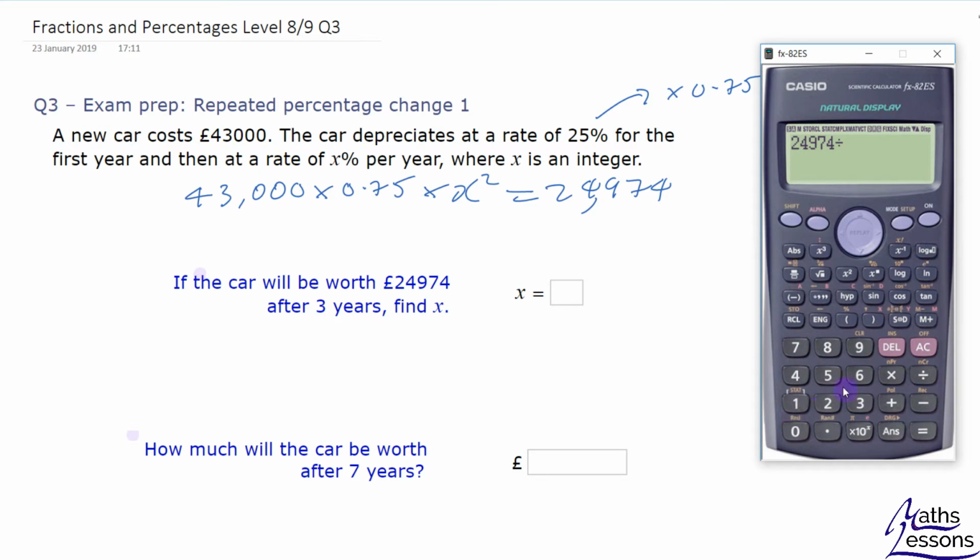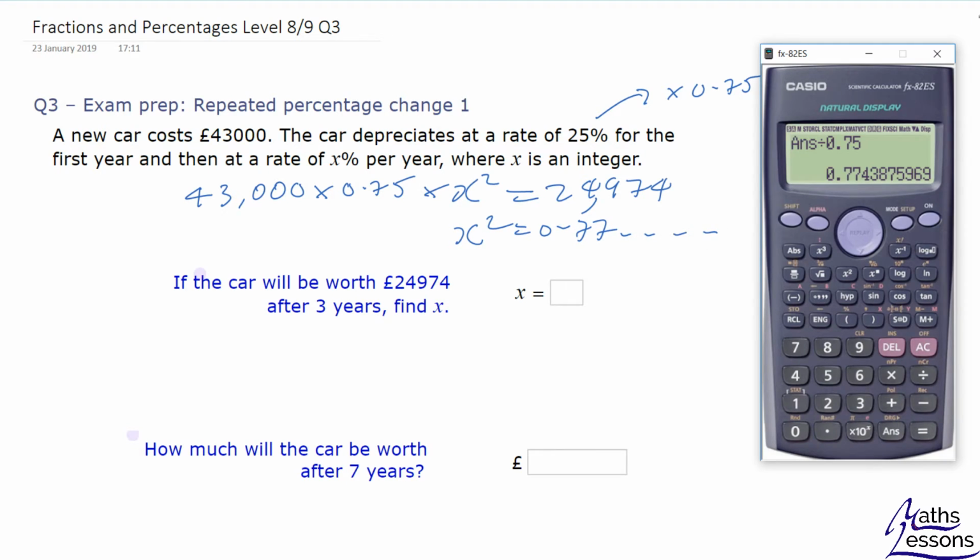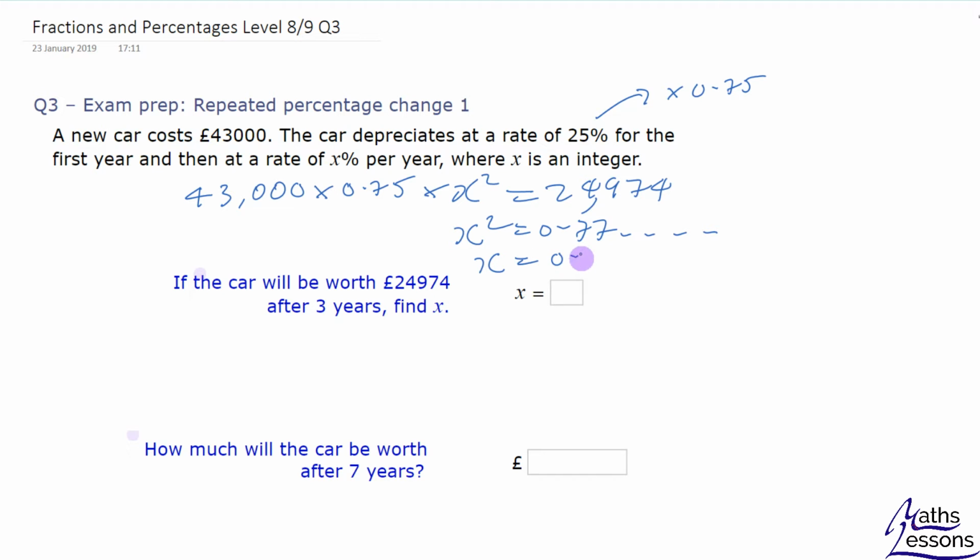So I'm going to do 24974 divide by 43,000 gives me that, and then I've got to also divide by 0.75. So my multiplier squared, x squared, is equal to 0.77, and so on. Okay, and so therefore I'm going to square root that answer. And you can see I get 0.879999 on my calculator. So we get x is equal to 0.87999, which is near as you can be to 0.88.